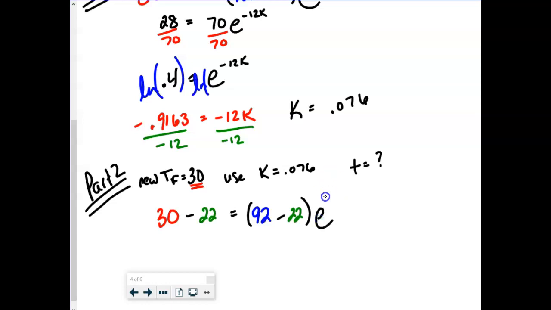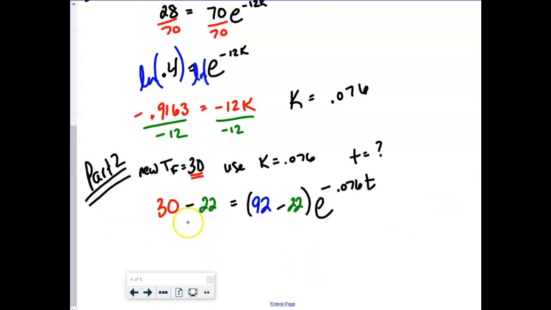And then times e to the, there's a built-in negative sign in the formula. We have our K of 0.076. If you kept more decimal values than that, you're just going to be more accurate. And then times a mystery time amount, which I don't know. So the math is going to work out the same as far as the process, but since you have different values, you're going to get a different answer, of course. So yes, this is now 8 equals 70 times e to the negative 0.076 t power.